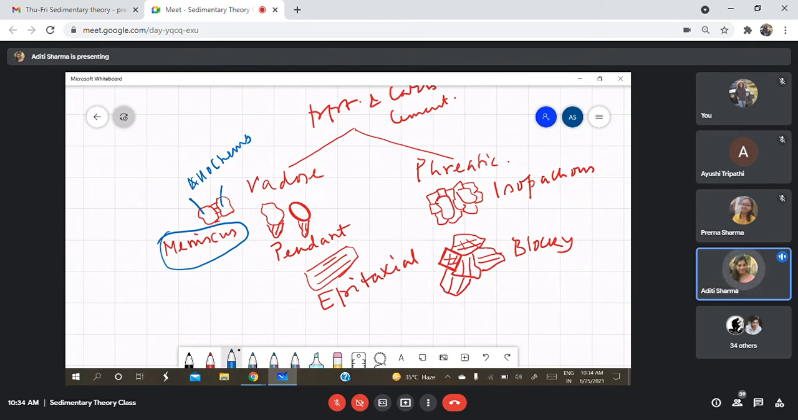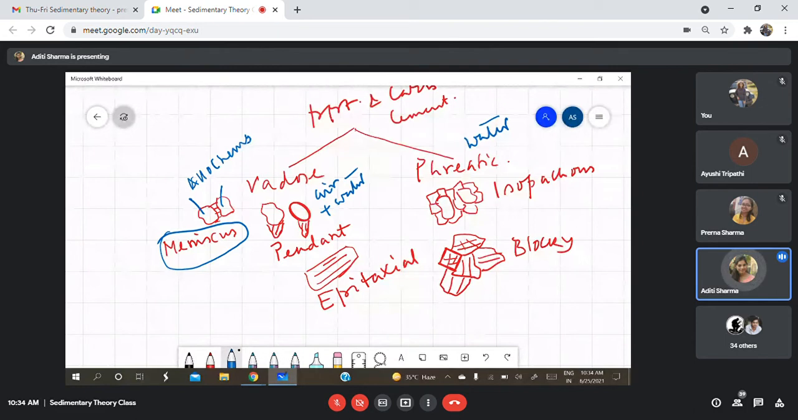Now, what is the vadose zone? Where the pore space is occupied by both air plus water. What is phreatic? Where the pore space is occupied only by water, no air. Now, if there is air and water, what will happen? It will drip, it is pendant. It is something like the earrings of girls. So we call them pendant. It is like a pendant, the cement will be hanging.